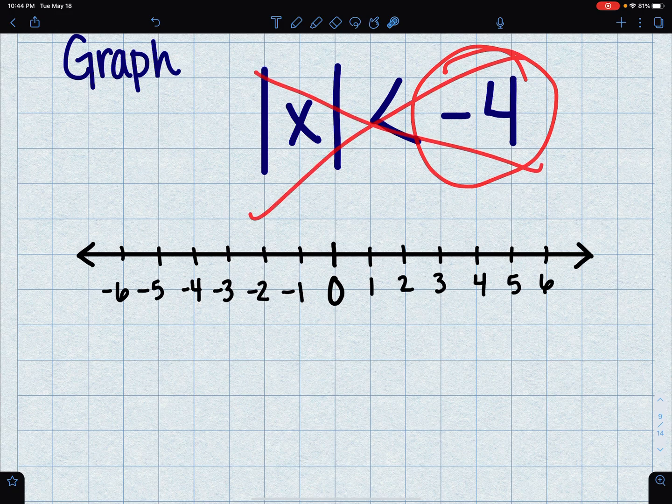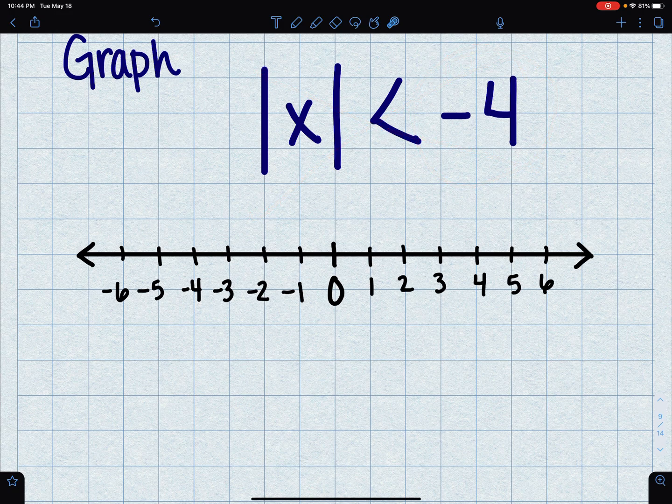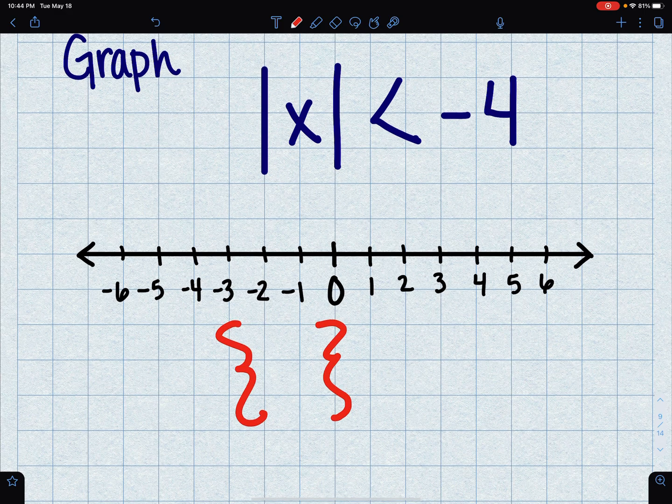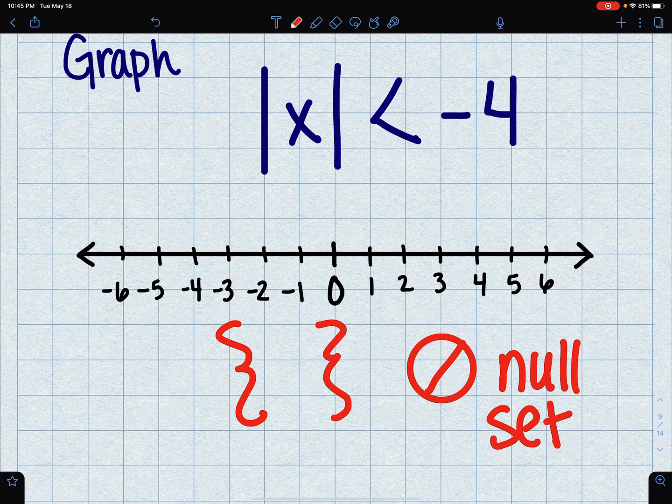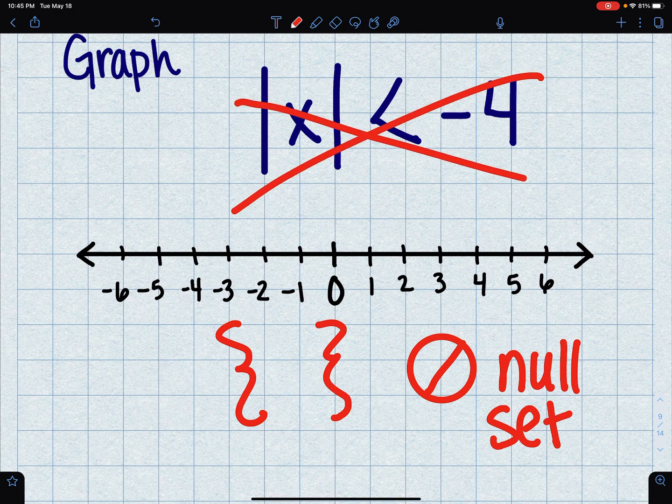It doesn't make sense. So what you have to do for this is either the answer is a set of nothing, or the null set, which has a symbol like this. It's called the null set, meaning there's no answer to this. There's no way. This is an impossibility. Okay.